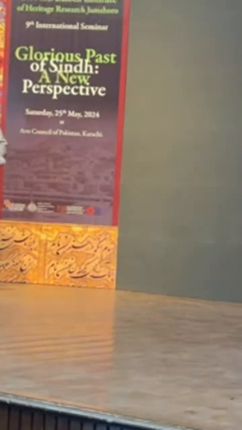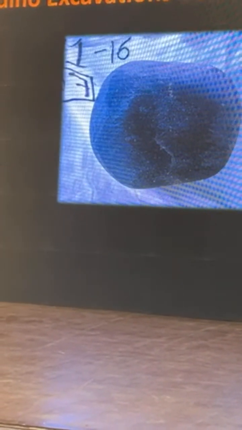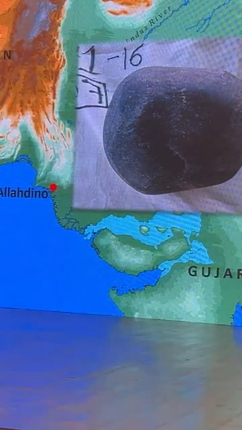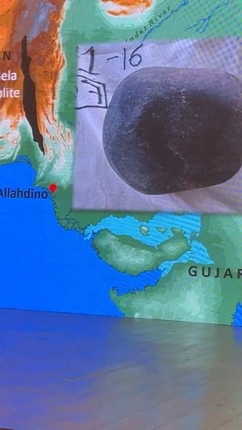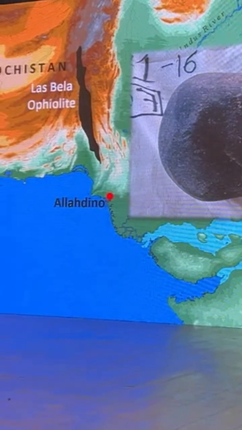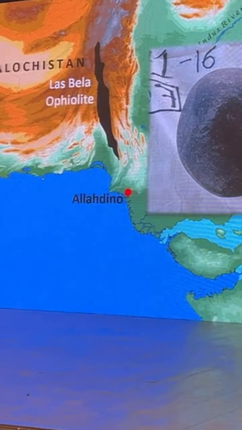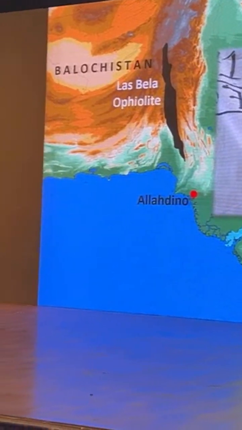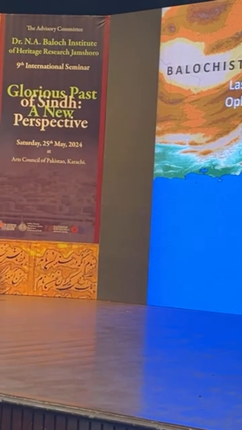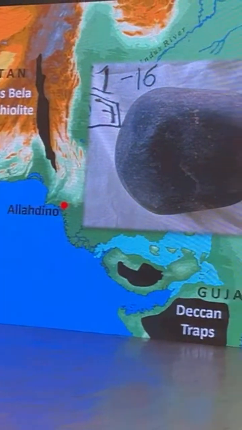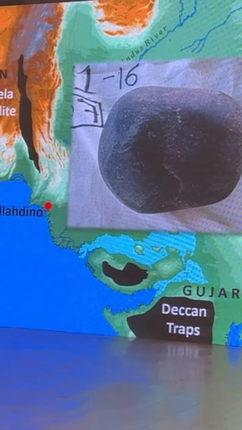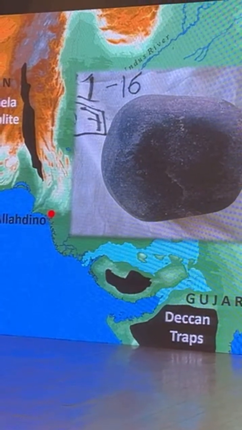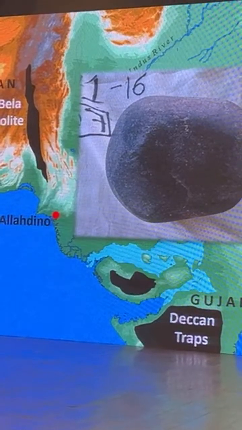The basalt cobble, on the other hand, is not found in the Malir, and is not found really in the Sindh coast. To find a cobble like this, the nearest place you could go is probably the Las Bela ophiolite, this volcanic sequence, which at the nearest point lies probably about 120 kilometers to the north of Aladino. Or you could go to the south, probably from the Deccan tracts of Gujarat. Or it could even be further afield. We haven't tested this yet, but hopefully we will be able to do that one day.